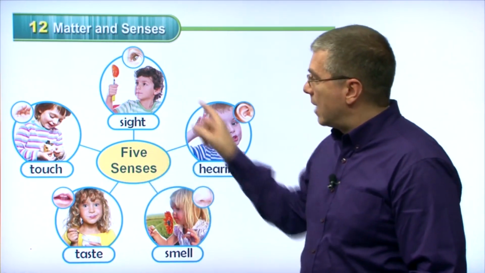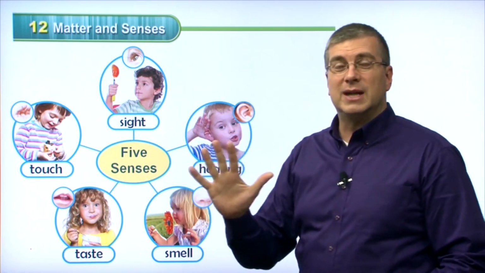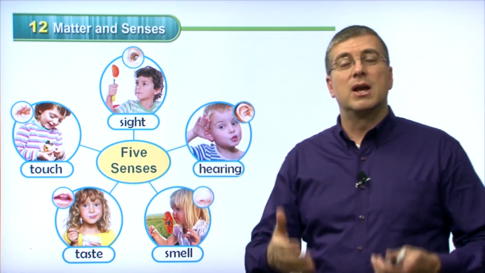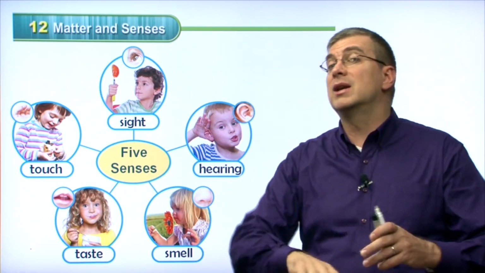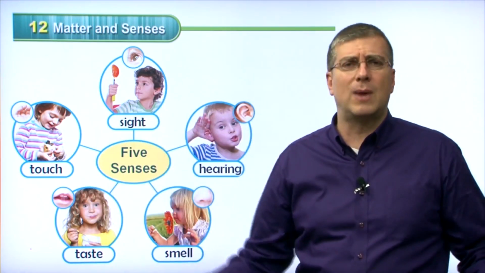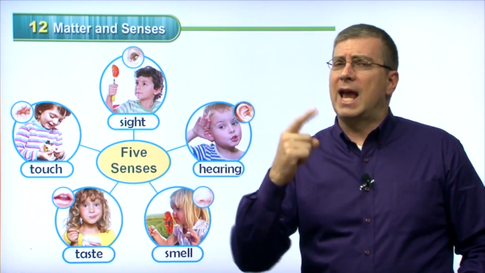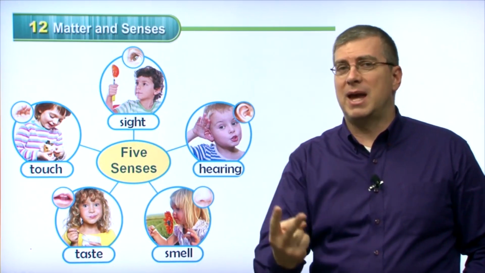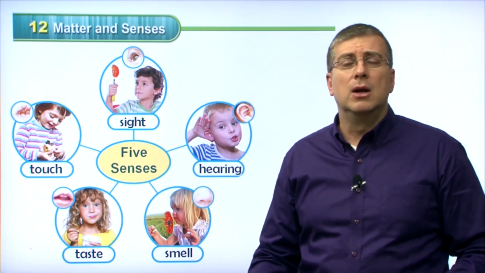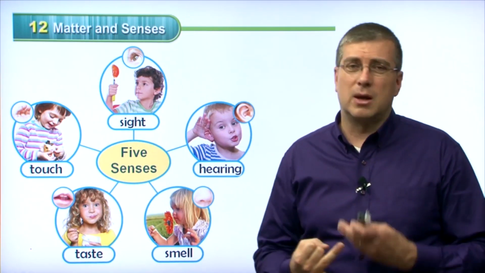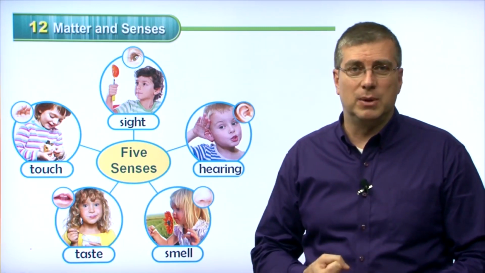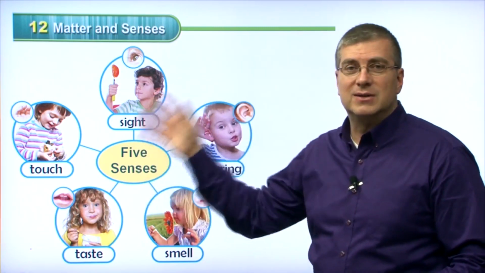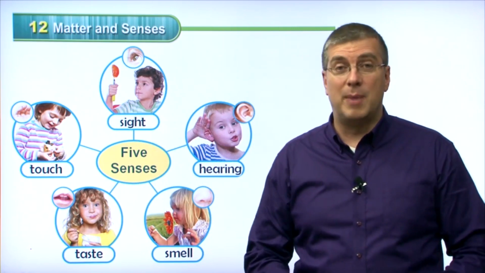Okay, this is a good roundup of the different five senses that we use to discover things about matter. Remember, matter is all around us. It's everything around us. Two important things: it has weight and it takes up space. And when we talk about matter, we can talk about size, color, and shape. And we use our five senses to find these things out about matter.